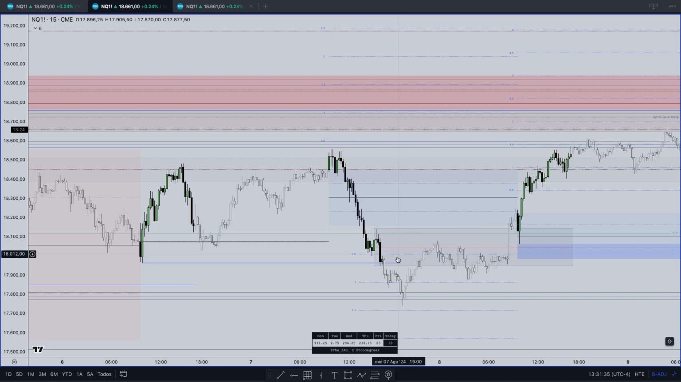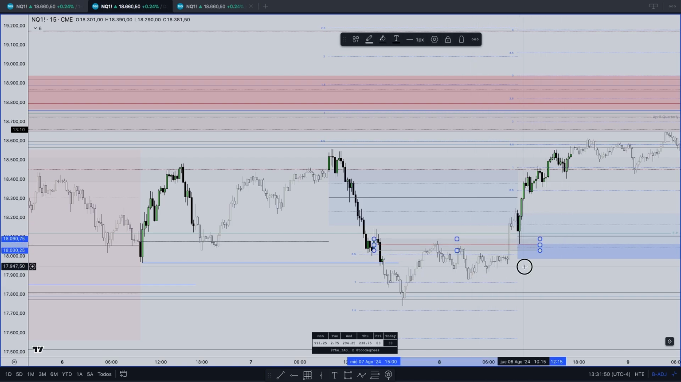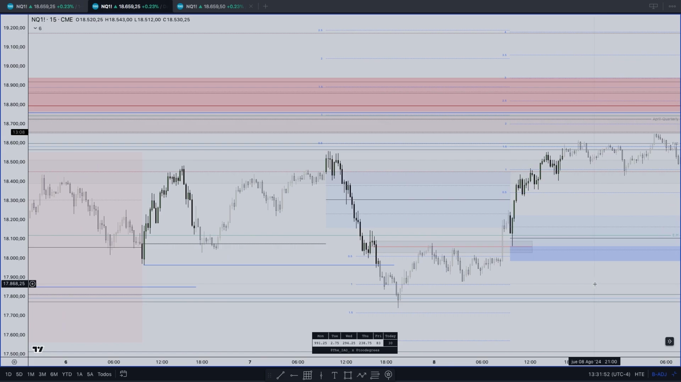Okay, we are opening above, so this is a breaker. This is a breaker on the regular trading hours. This is a breaker here. Breaker on regular trading hours. It's better than on electronic trading hours.